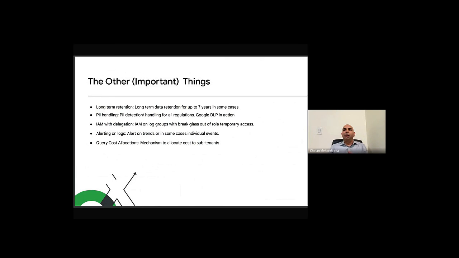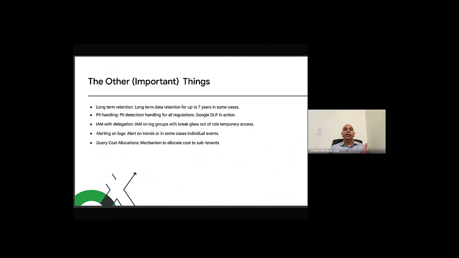PII handling. We do not store PII in our logs, but as we all know, accidents happen. And we wanted a strong detection, handling, and remediation possibility. We intend to use Google DLP, which we have POC'd with, for this purpose. IAM with delegation. One of the important requirements for us was, in the middle of an incident, if a developer wants temporary access to a certain set of logs with good break glass temporary access mechanism built in, they could solve the problem much more efficiently. That is something that we solve for.